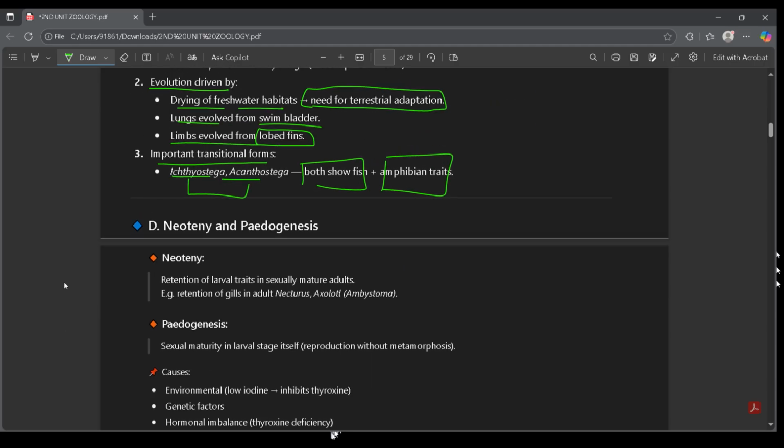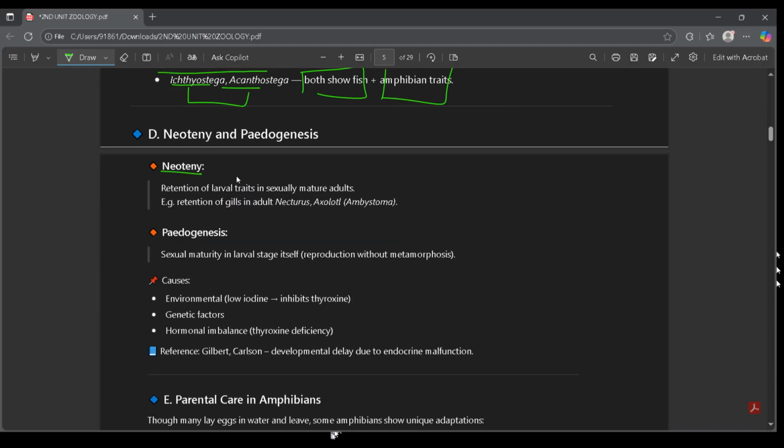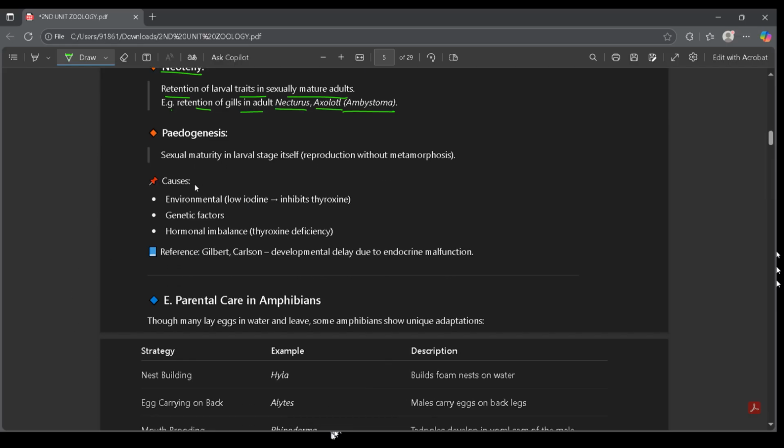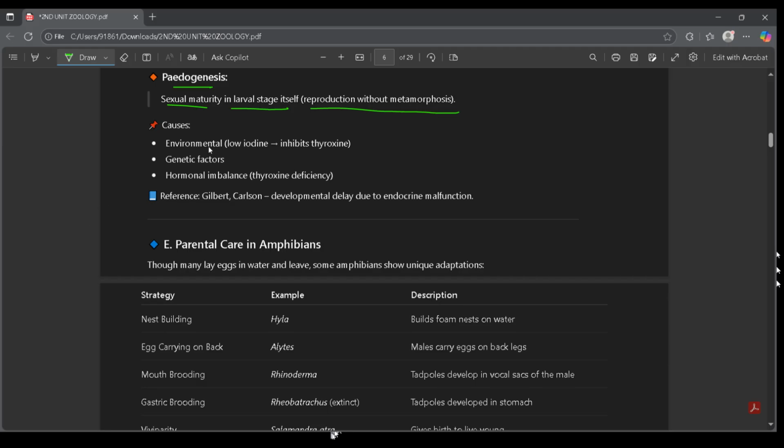Next we have neoteny and paedogenesis. Neoteny is retention of larval traits in sexually mature adults. Example is retention of gills in adult Necturus and Axolotl, that is Ambystoma. Then we have paedogenesis, sexual maturity in the larval stage itself, reproduction without metamorphosis. Then we have causes: environmental, low iodine which inhibits thyroxine, genetic factors, and hormonal imbalance, which is thyroxine deficiency. Reference is taken from Gilbert and Carlson, which shows developmental delay due to endocrine malfunction.